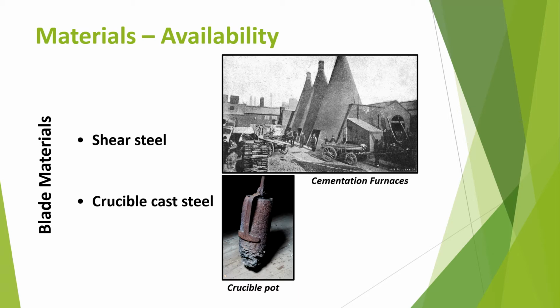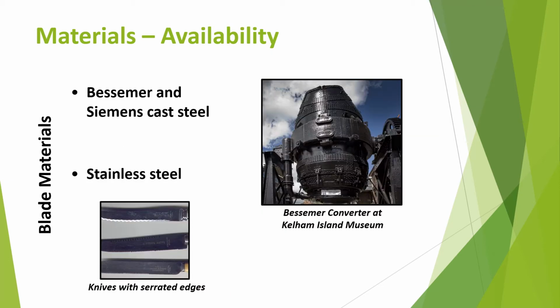In 1740, Benjamin Huntsman invented a method of making liquid steel in a crucible pot, which was then cast in moulds. This was of much better quality, but could only be produced in relatively small amounts. Bulk production of steel came with the invention of the Bessemer converter. In 1856, Henry Bessemer, working independently in Sheffield, developed and patented the process where hot air is blown through molten iron to remove impurities.